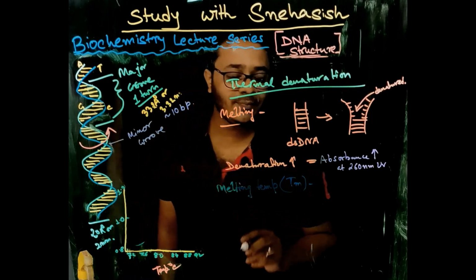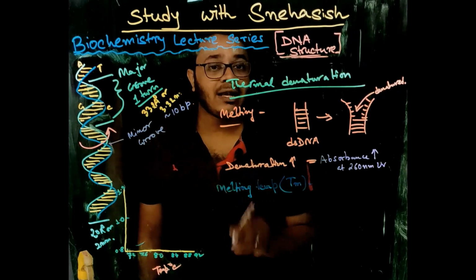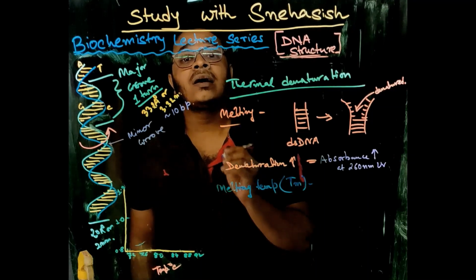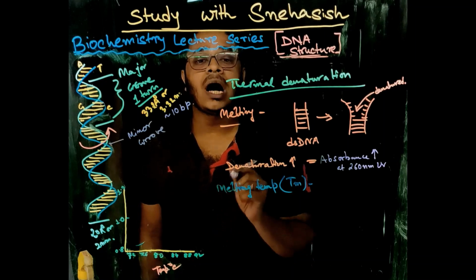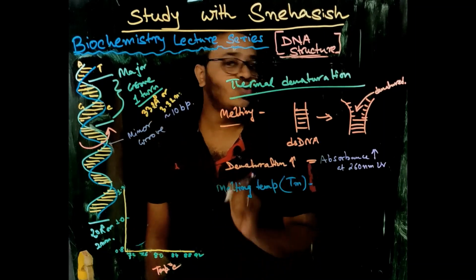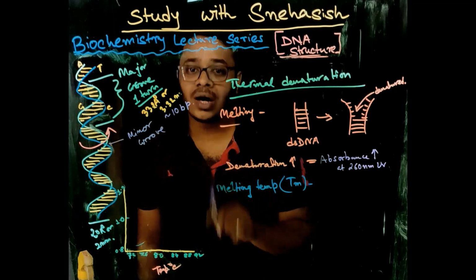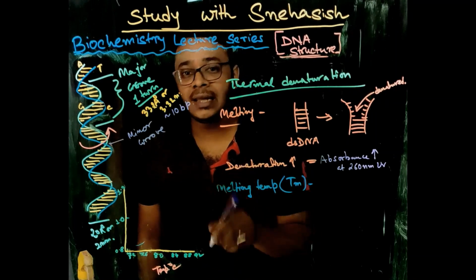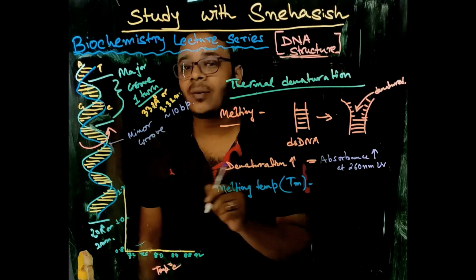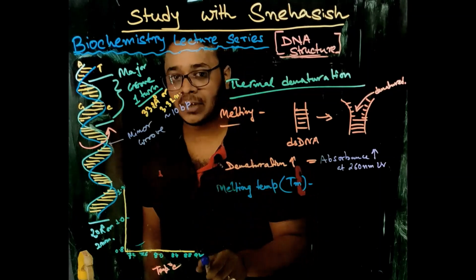What is Tm? Tm or melting temperature is the temperature at which a DNA molecule has been denatured half, or half of the DNA has been denatured. Suppose a DNA is 2 meters long. The temperature at which the DNA has been denatured 1 meter, or half of the complete DNA, is called the melting temperature.